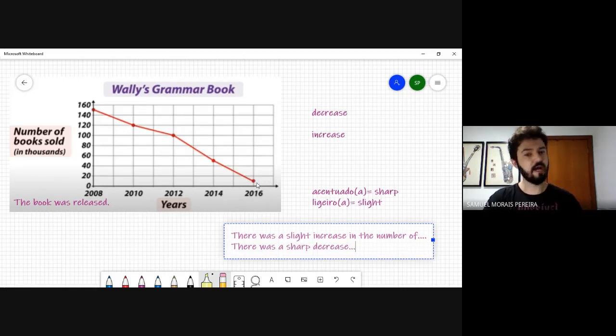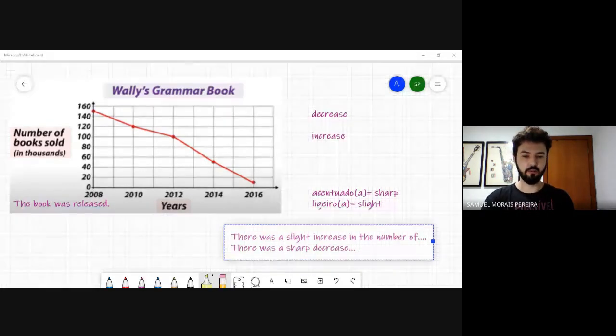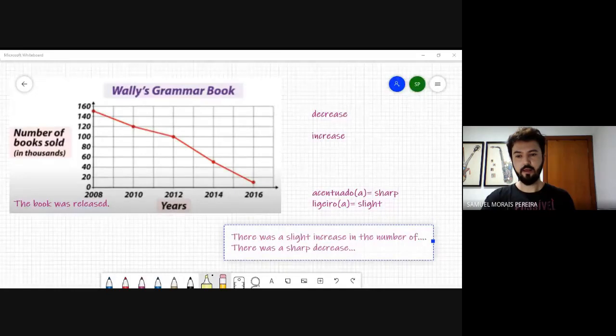Estava sendo vendido? Estava. So, some books were being sold. Estavam sendo vendidos, but when you compare to the year when it was released, there was, as you can see here, there was a sharp decrease. Houve uma queda acentuada in the number of books being sold. Okay? And guys, that's it. That's all.